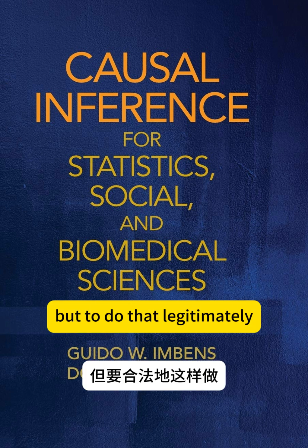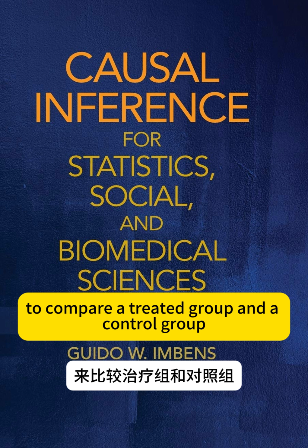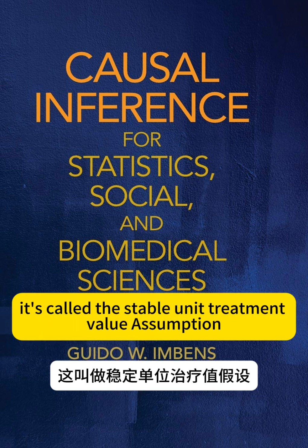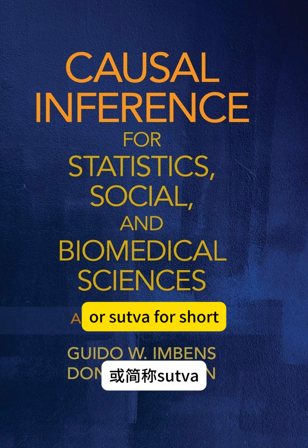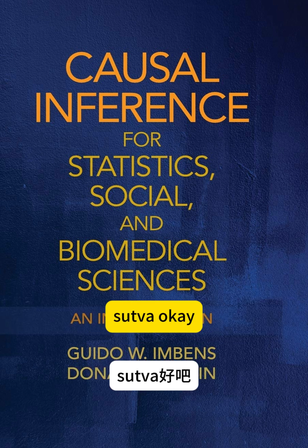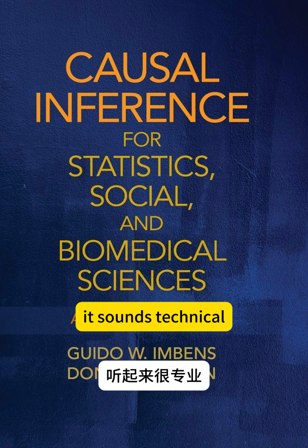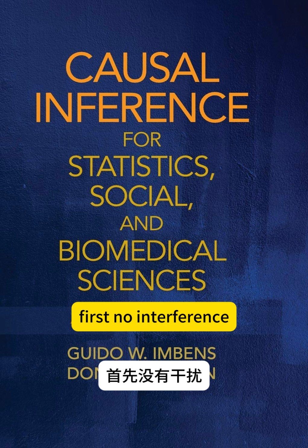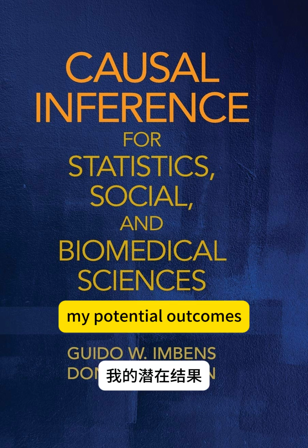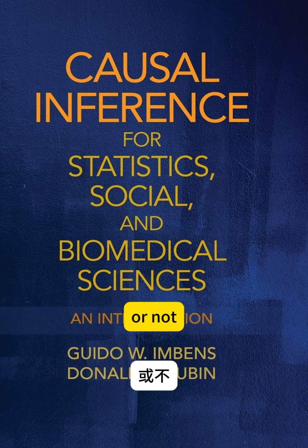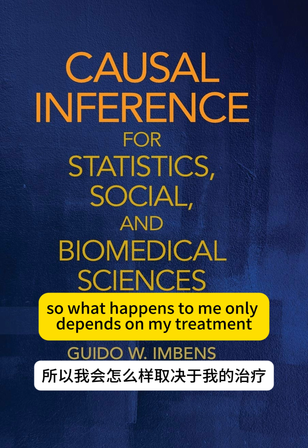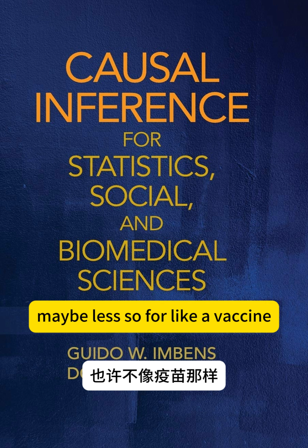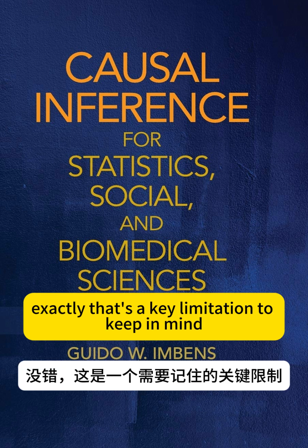But to do that legitimately, to compare a treated group and a control group, we need another really important assumption. Which is? It's called the stable unit treatment value assumption, or SUTVA for short. SUTVA, okay. It sounds technical, but the idea is pretty straightforward. It's got two parts. First, no interference. My potential outcomes shouldn't depend on whether you got the treatment or not. Okay, so what happens to me only depends on my treatment, not someone else's in the study. Makes sense for aspirin, maybe less so for, like, a vaccine. Exactly. That's a key limitation to keep in mind.